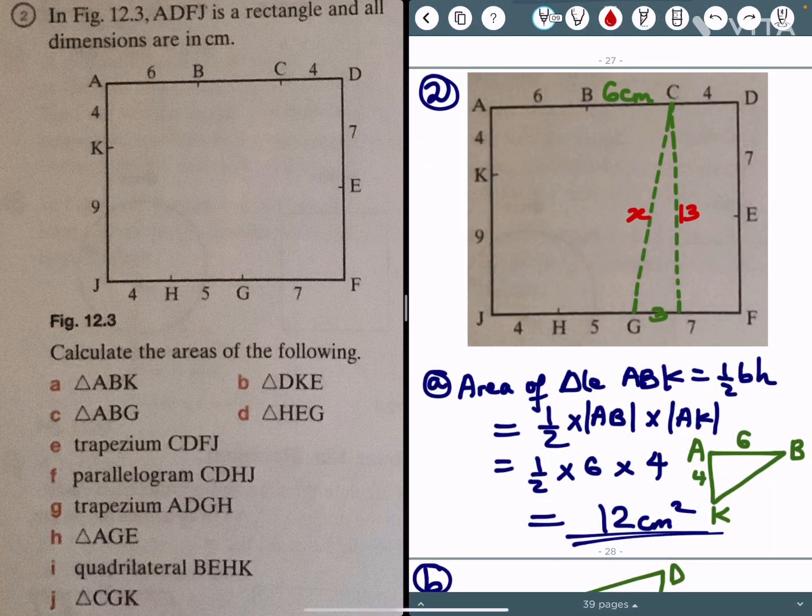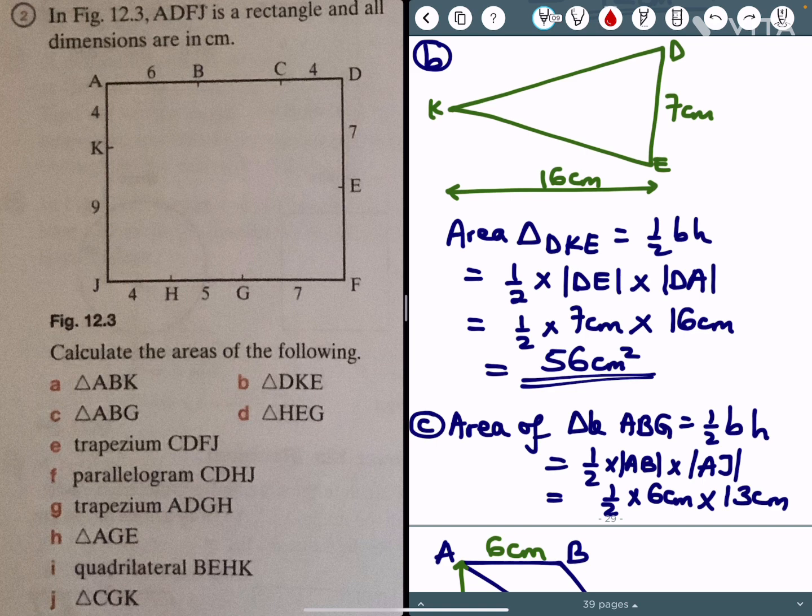Here in this question, this is triangle ABK. So the base is 4 and the height is 6. So half base times height will give you the area of triangle ABK. 12 centimeters squared. I've drawn it here. So you check that very well to see.